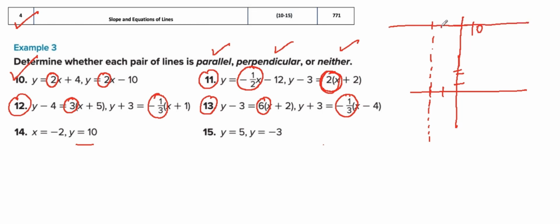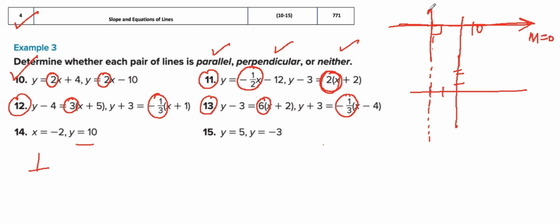So these lines are perpendicular. This line x is equal to minus 2 and this one are already perpendicular. You can see, so they are perpendicular. And if they ask the slope, what is the slope of this line? The slope of this line is 0.